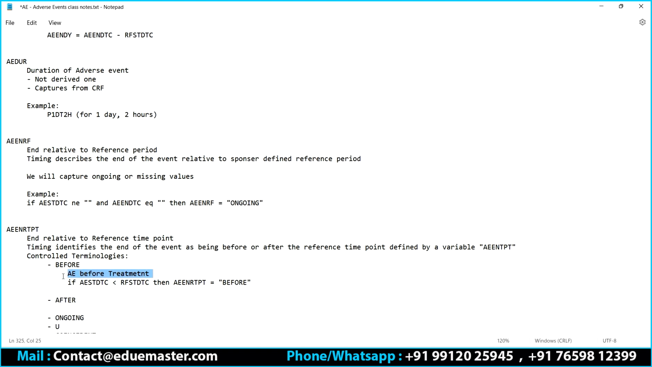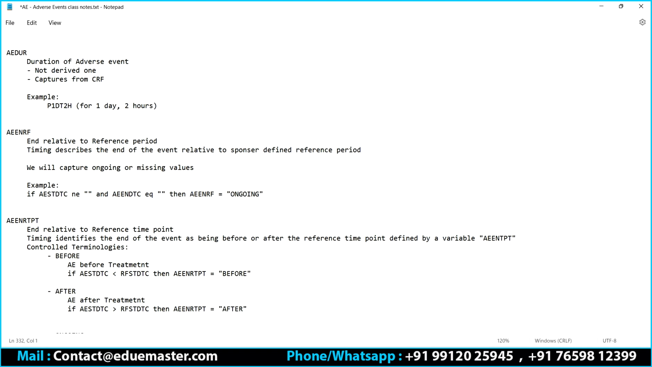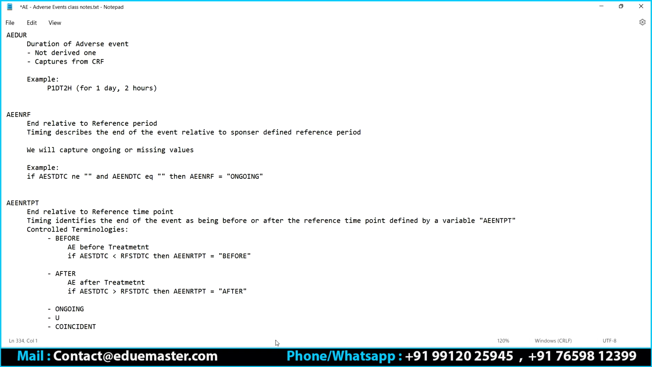What if my adverse event is after my treatment? Then what is going to be the condition for it? If this one is going to be greater than this, the adverse event is after my reference start date and time, it is after. Am I correct? First we are defining it, then we will go with each of the formulas.